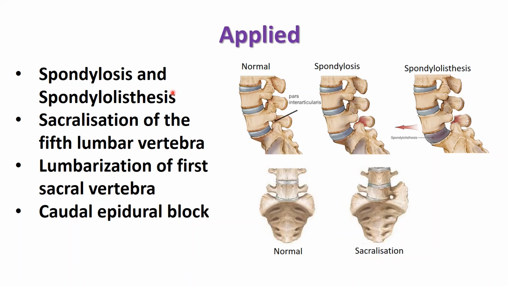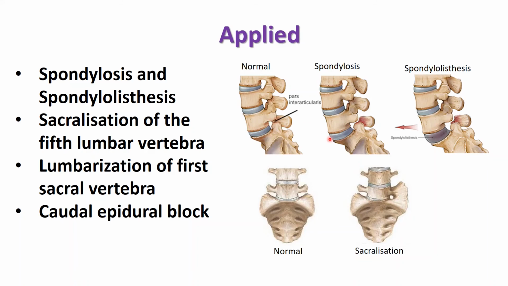So first is the spondylosis and spondylolisthesis. In the normal condition, the inferior articular processes of the fifth lumbar vertebra lie behind the superior articular processes of the first sacral vertebra and prevent the forward tilting of the fifth lumbar vertebra.